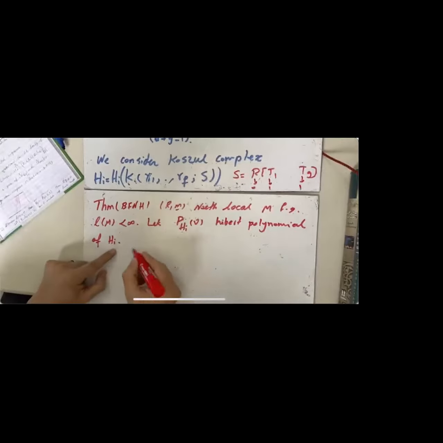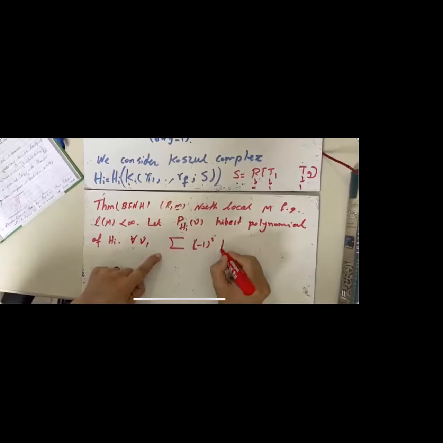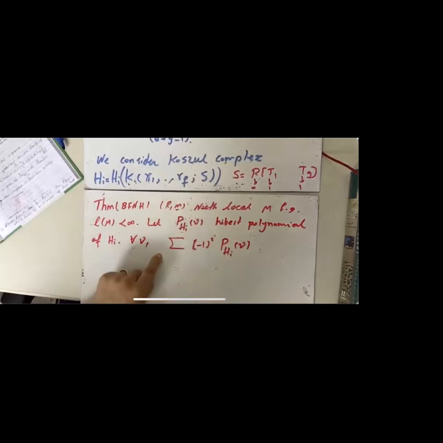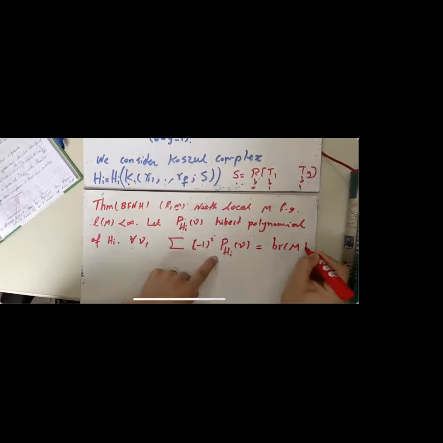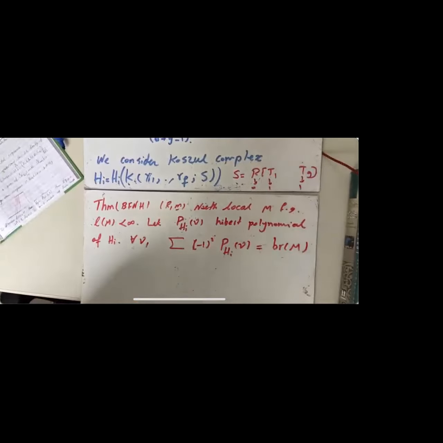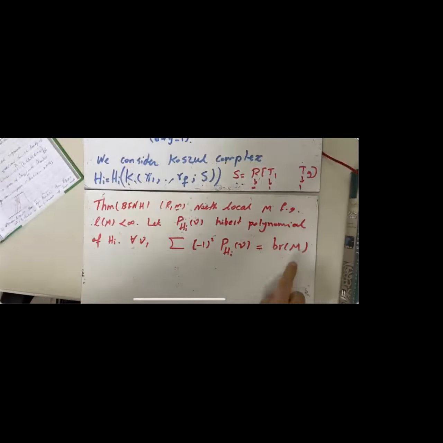Okay, then we show that for any integer v, the alternating sum of the Koszul homology Hilbert polynomial defines the Buchsbaum-Rim multiplicity. So this is true for any v. I think this is an explanation of Buchsbaum-Rim multiplicity in terms of the Koszul homology.